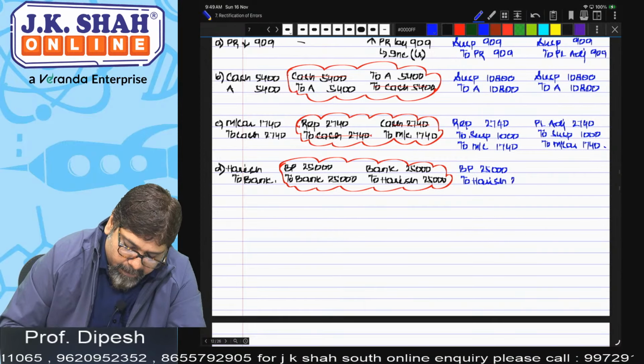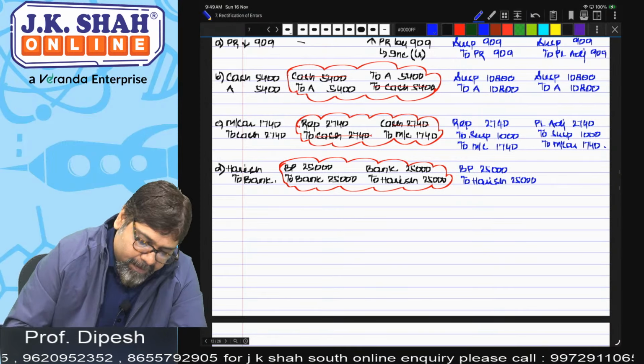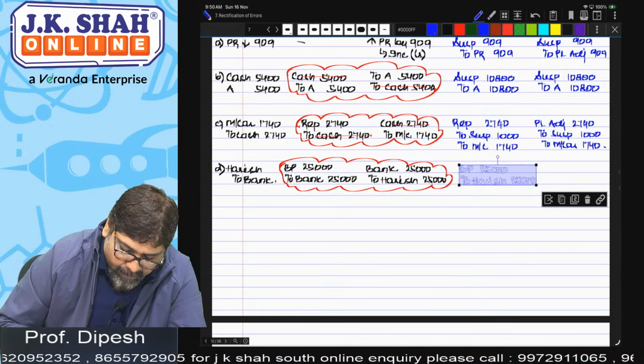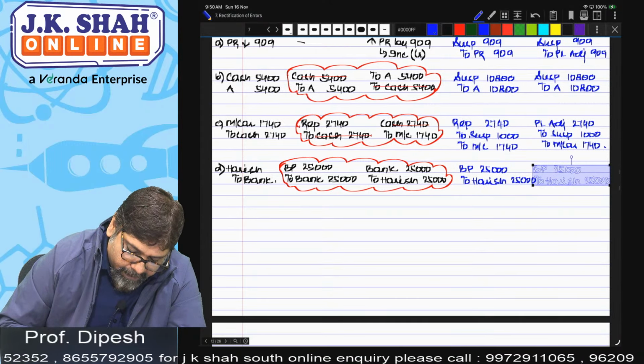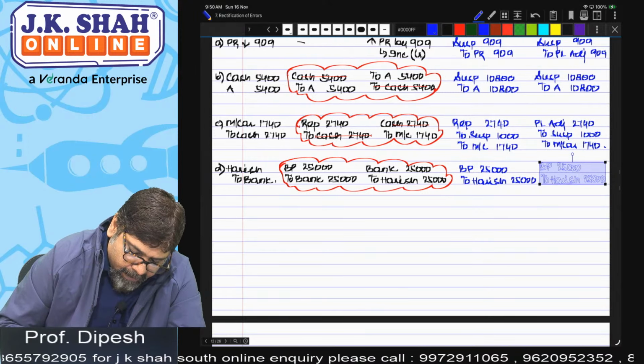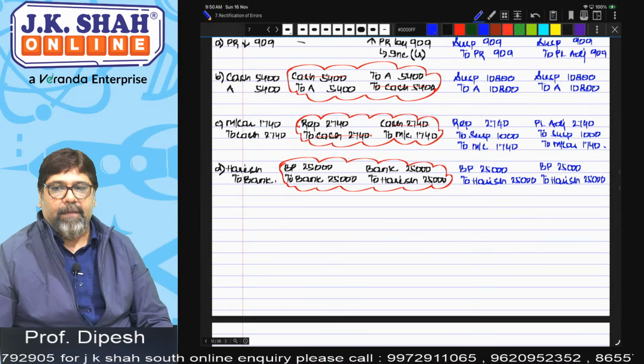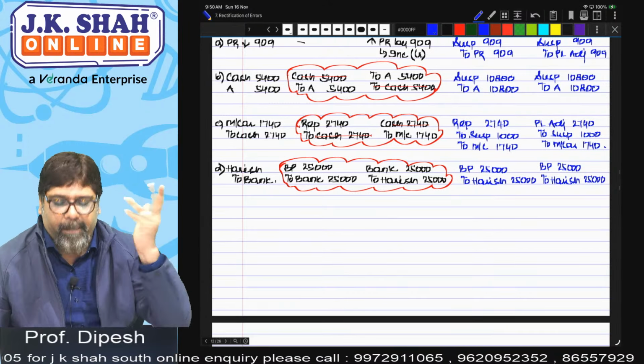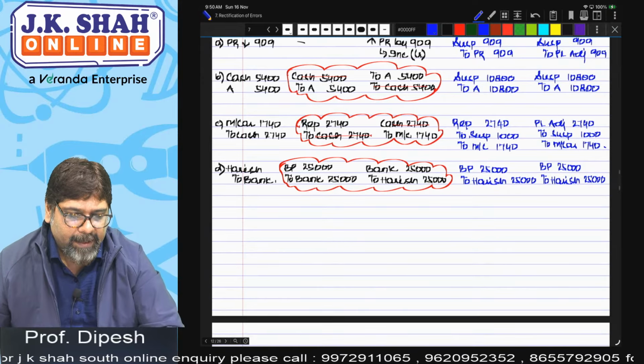Before trial balance also same. After trial balance also same. And after final accounts also same. What are you saying, sir? Yes. After final accounts also same, because there is no nominal account. Correct?